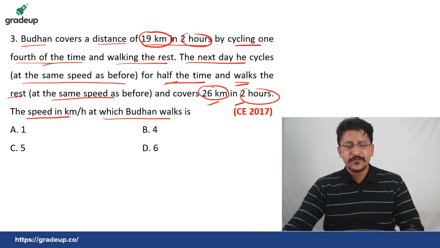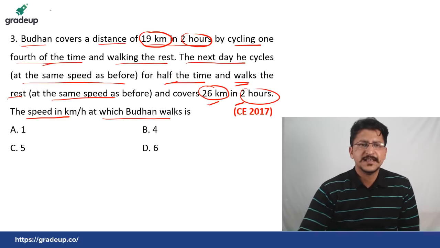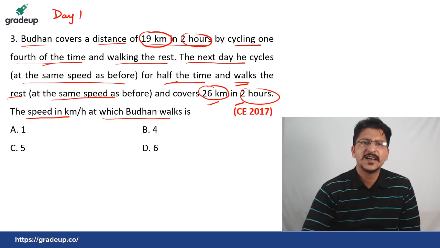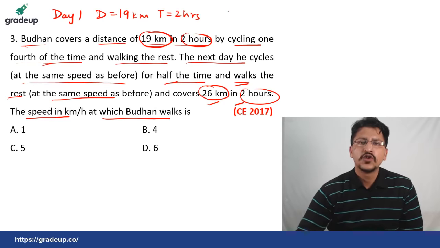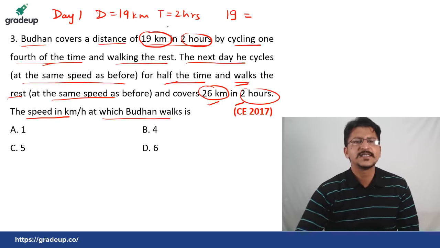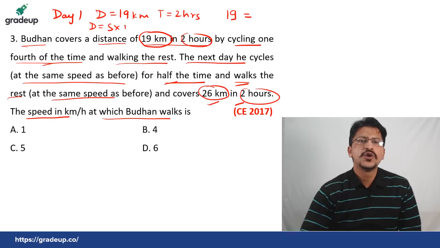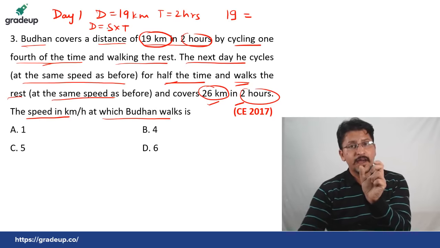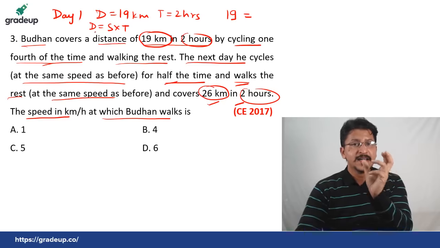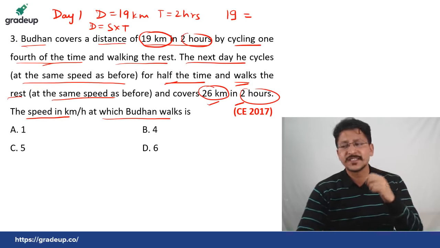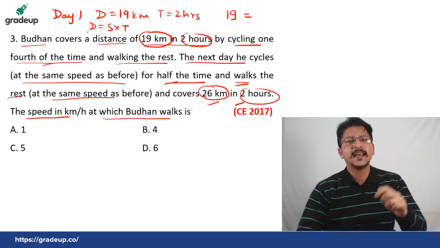So now see this question, very simple. In the first case, let us say day one, what does he do? The total distance he covers is 19 kilometers and the total time he takes is 2 hours. So we make an equation, 19 is the total distance. We know that distance is equal to speed into time, but we cannot use the single formula here. Why? Because he is not traveling by the same means of transportation. He first cycles and then he walks.